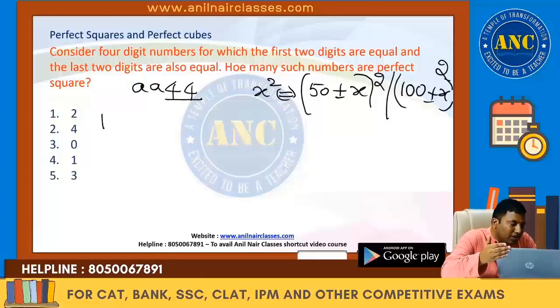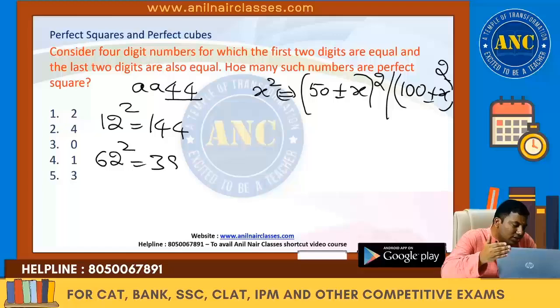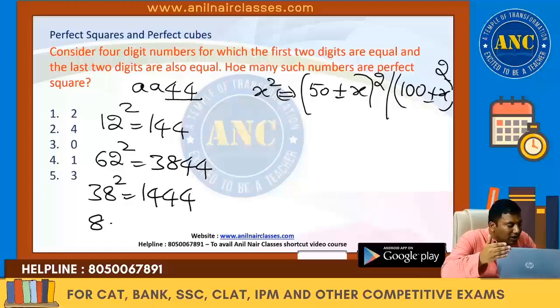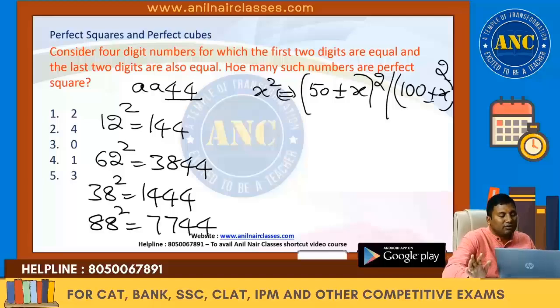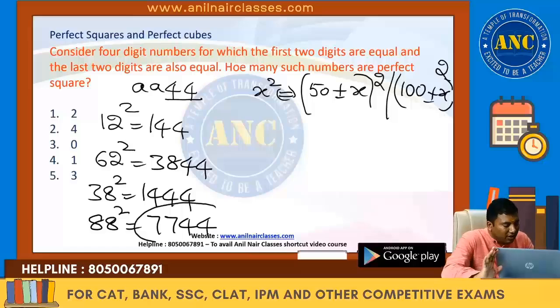Last two digits is 44. So 12 square is 144. 50 plus 12 is 62. 62 square is 3844. 50 minus 12, 38 square, which is 1444. 100 minus 12, 88 square is 7744. 7744. What is the number that we require?